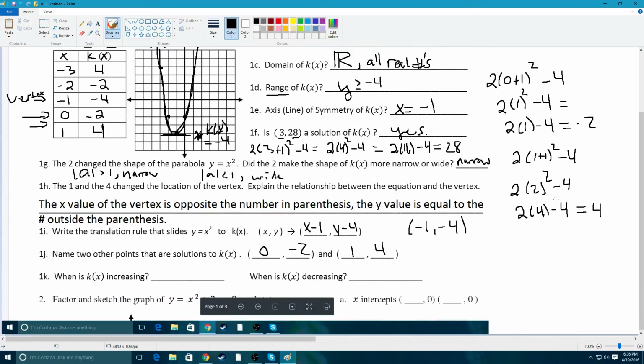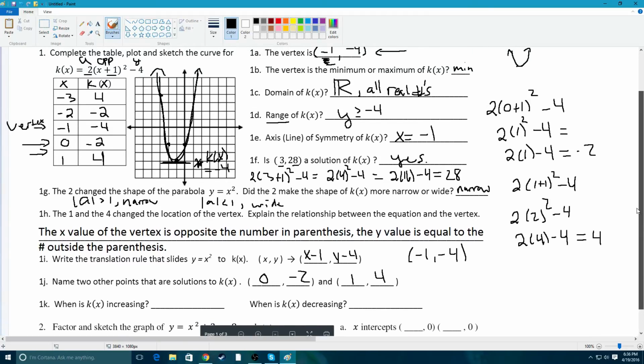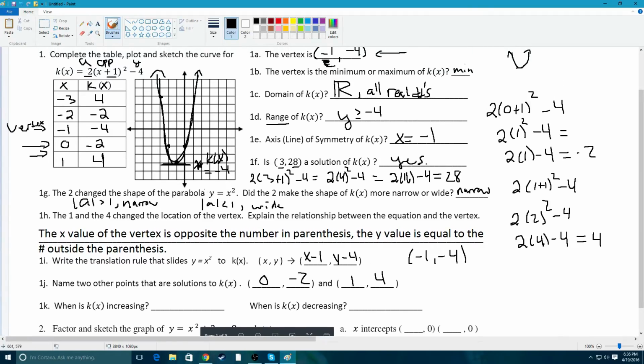Okay. So still on this function, they want to say when is it increasing and decreasing. If you look at the left side of the function, you see that this graph is going downwards. And it keeps going down all the way until it hits this point, which is the vertex. So when you're looking at x values that are to the left of -1, they are decreasing when x is less than -1. So k of x is decreasing when x is less than -1.